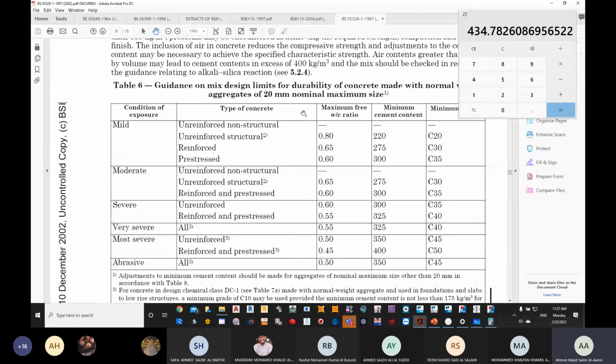Now you can see, if you are designing a building for mild condition, and it's a reinforced case, then the minimum to be used is C30. If it's moderate and then reinforced, then the minimum to be used is C35. If it's severe and reinforced, you can use C40. Very severe, for whatever type of reinforcement, it goes C40. And then for most severe, you need to use 50. Prestressed minimum is C45.